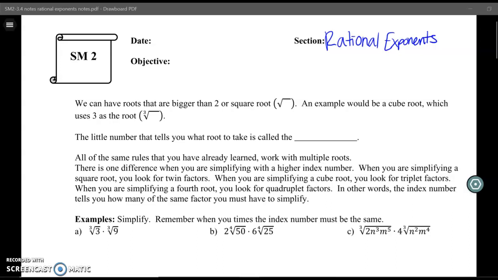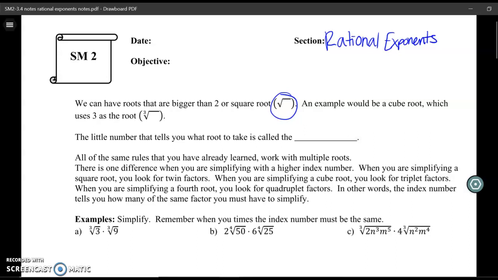Okay, in this video we're going to be talking about rational exponents. So let's just jump in and review a little bit about some radicals and square roots before we get started. So remember that we most often deal with square roots or just the radical that looks like this. But we can also have roots that are bigger than 2. So a square root is a root of 2.